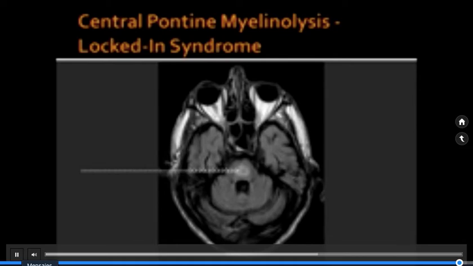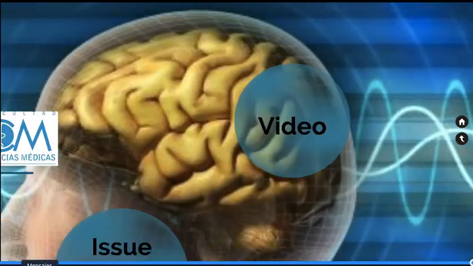What is the cause of central pontine myelinolysis? The cause of central pontine myelinolysis is iatrogenic, which means it's physician induced, and this is caused by overly rapid correction of the sodium levels. So when you correct hyponatremia very fast, then central pontine myelinolysis can happen.